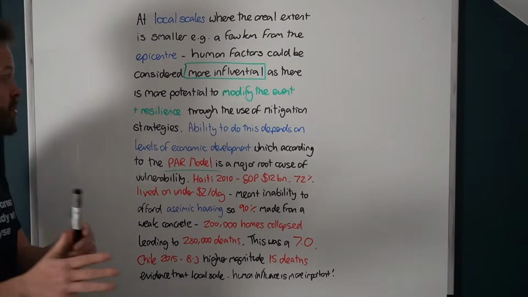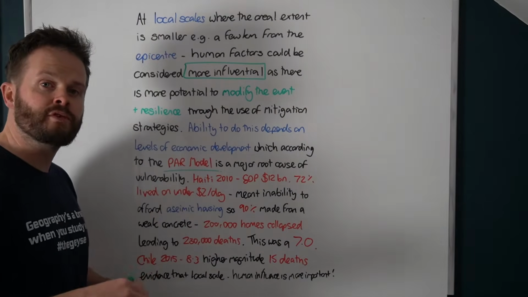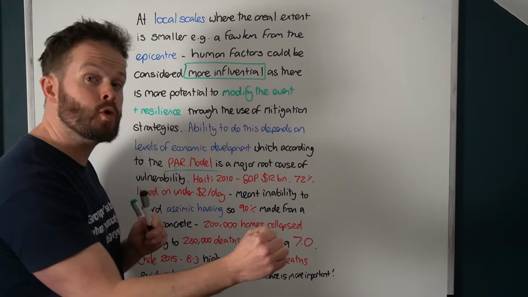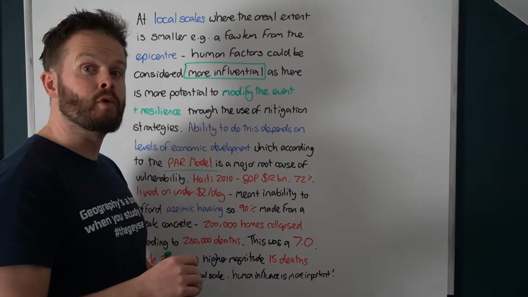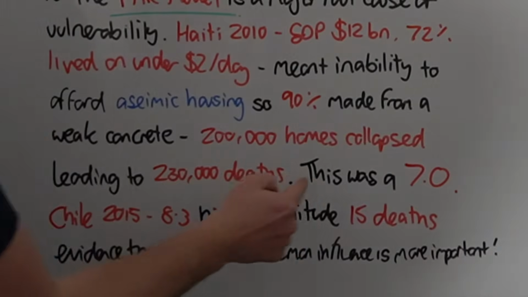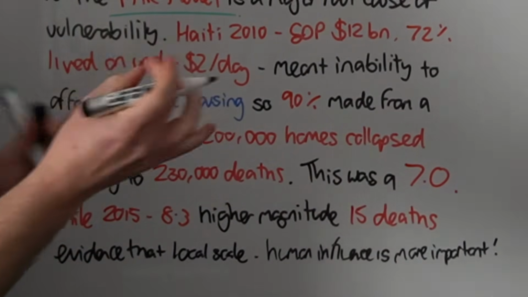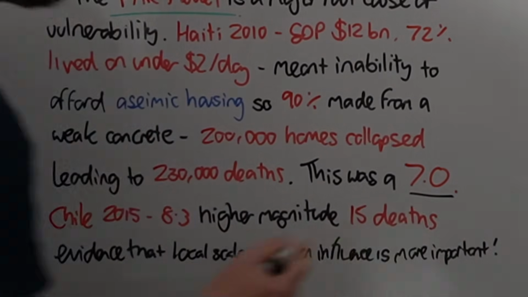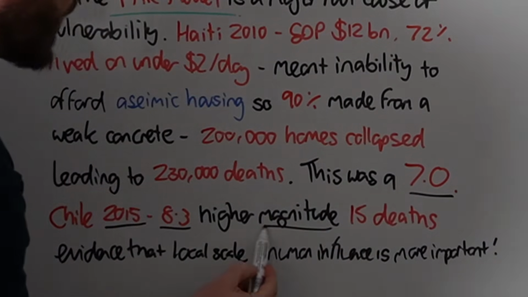Now, a really important point to finish off this paragraph here is that we're making some form of comparison to really drive home and find that evidence that human factors could be considered more important at local scales. So this part here becomes a really important summary. So the Haiti earthquake was a 7 magnitude. The Chile 2015 earthquake was an 8.3, so it's higher magnitude.